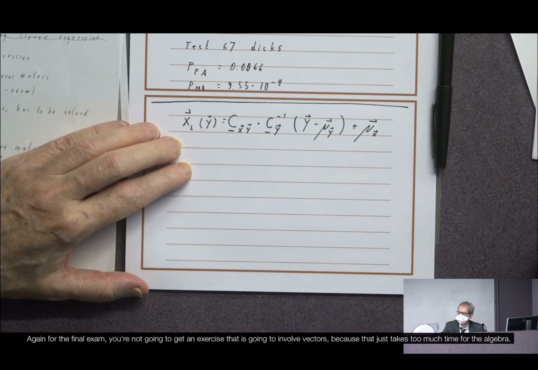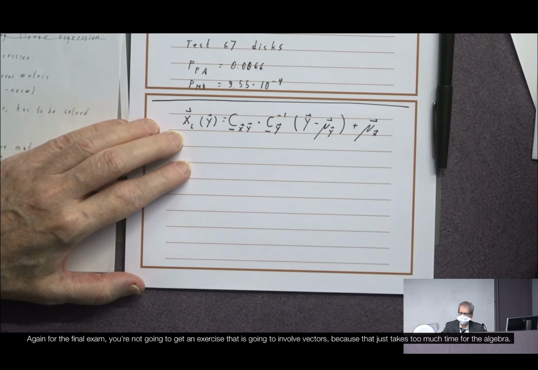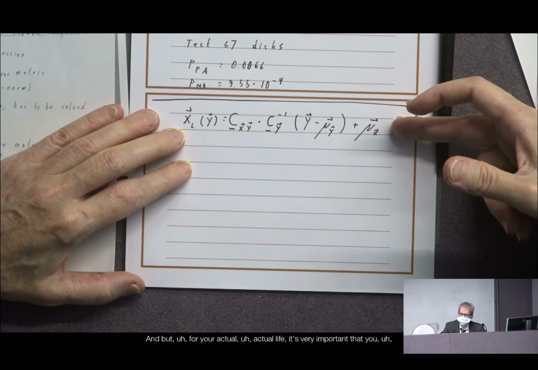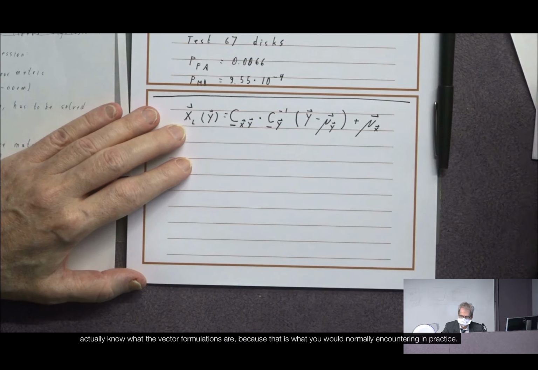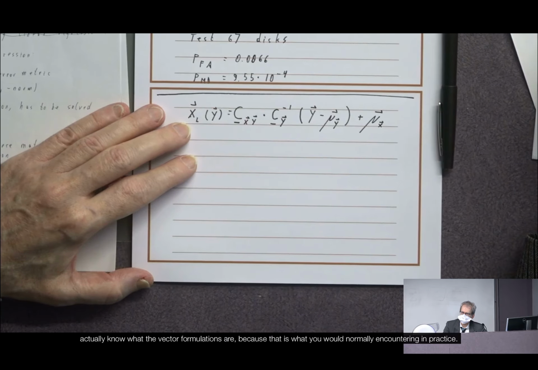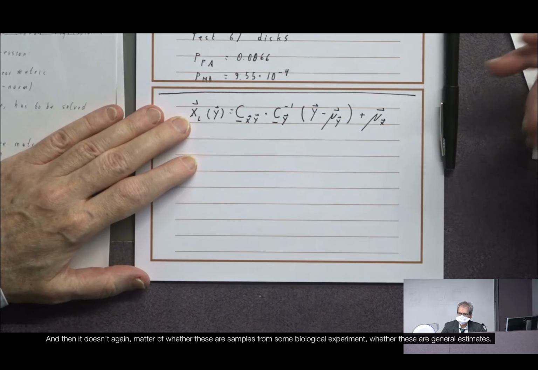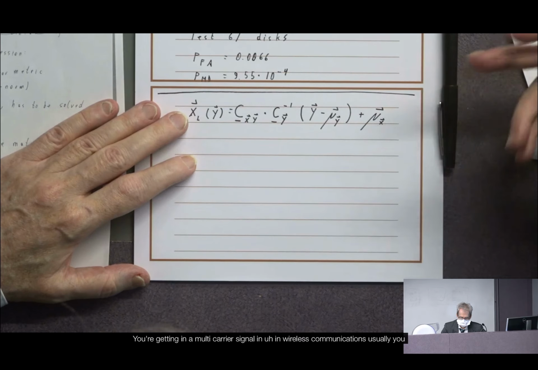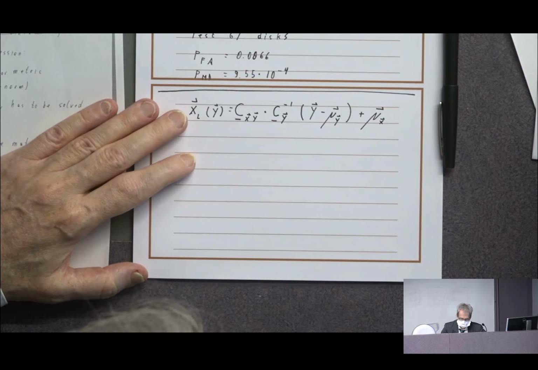Again, for the final exam, you're not going to get an exercise that involves vectors, because that just takes too much time for the algebra. But for your actual life, it's very important that you know what the vector formulations are, because that is what you're normally encountering in practice. It doesn't matter whether these are samples from some biological experiment, or estimates you're getting in a multi-carrier signal in wireless communications. Usually you have a vector of x's and a vector of y's that has some correlation between them.